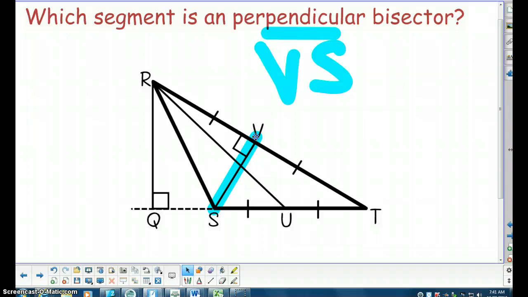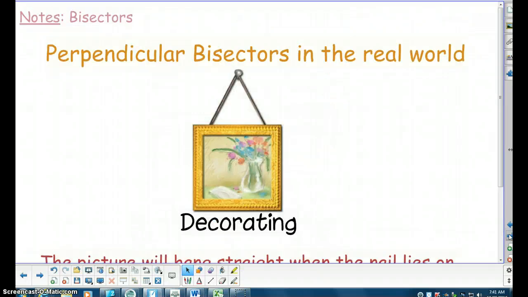Why didn't you write it down? Write it down. VS, SV, either way. If you don't want to call it VS, you can call it SV. That is the perpendicular bisector.